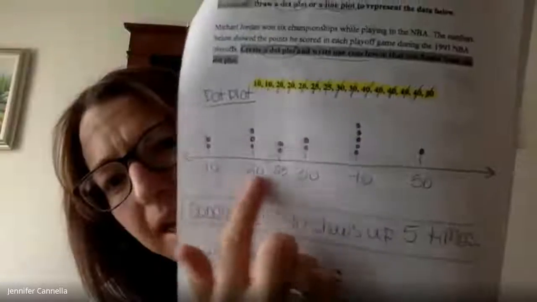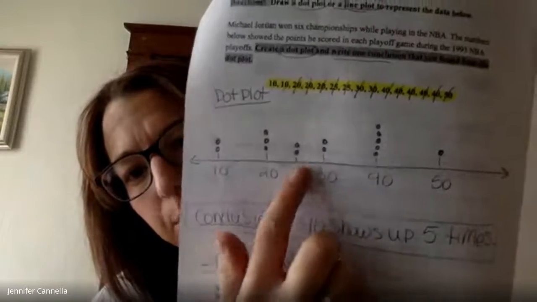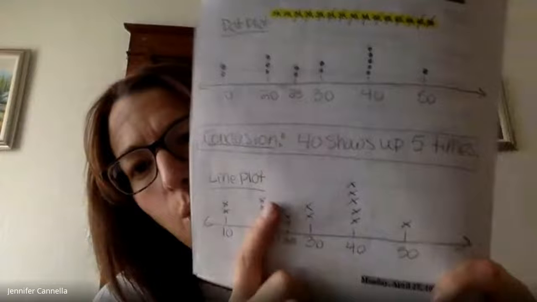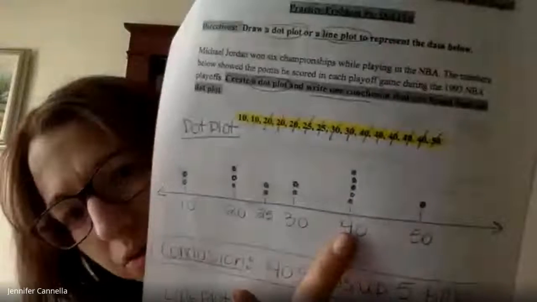All right, just want to recap that real quick. It's either or, okay? You can either do the dot plot that Amanda showed you, and you count by tens, and I put 25. It's in between 20 and 30, so I put it right in the middle. Or you do the line plot with the X's. It's the same thing. The dot plot has the circles.